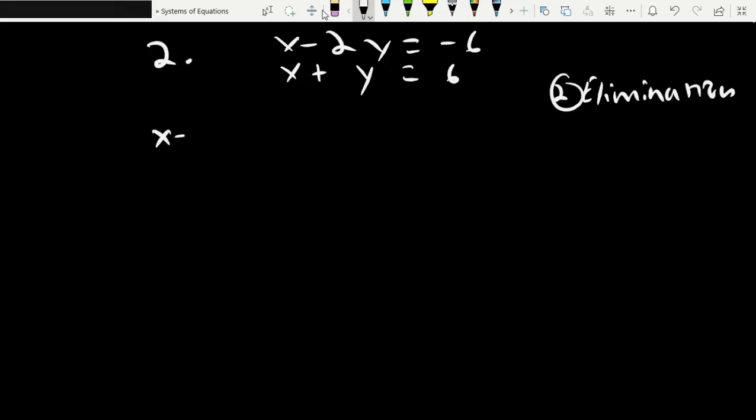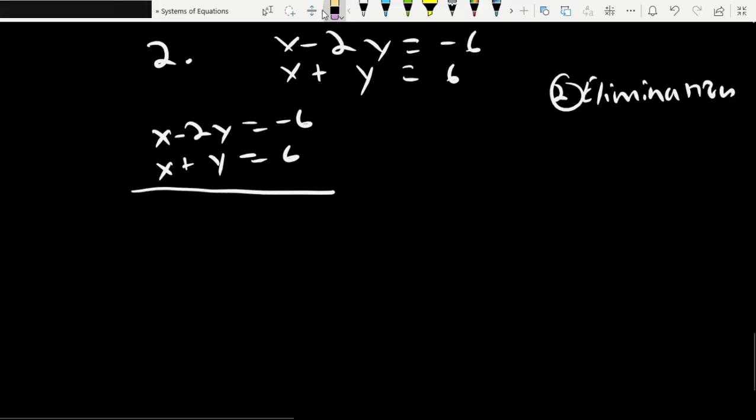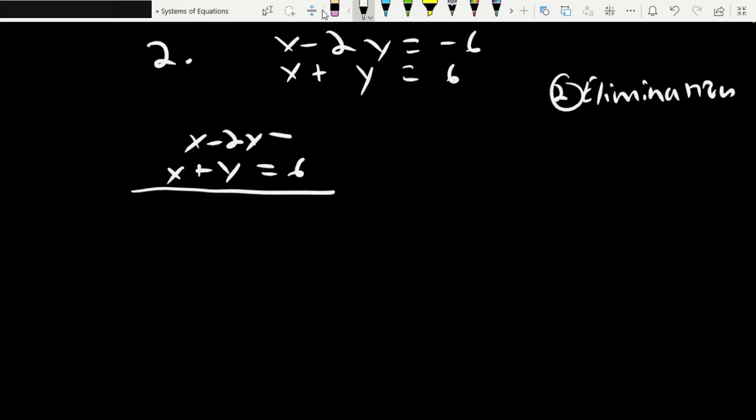Okay, so let's rewrite the equations down here. x minus 2y equals -6, and x plus y equals 6. So let's make a line here between these two equations. Let me rewrite this again. Sorry guys. x minus 2y equals -6. Okay, so we're going to solve this by the elimination method.